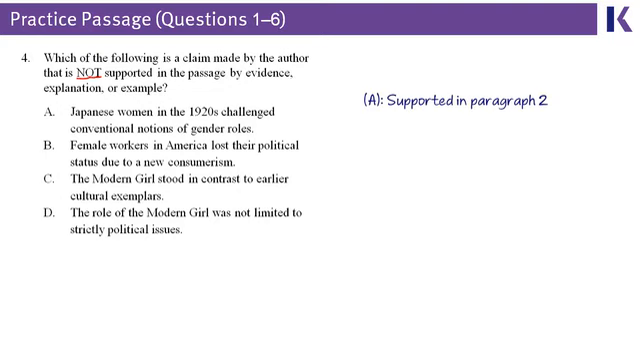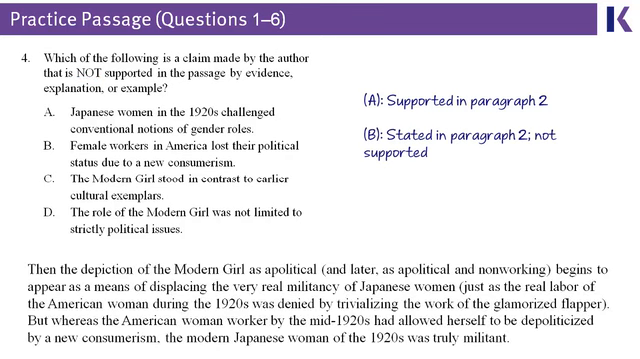Answer A is supported in paragraph 2 with some examples there. Answer B is also in paragraph 2, but this is where we get our correct answer. That females in America lost their status due to new consumerism. That's just a one-off sentence, and then the author goes back to talking about Japanese cultures and traditions and how the modern girl is affecting them. So your answer choice B actually does work for our answer.